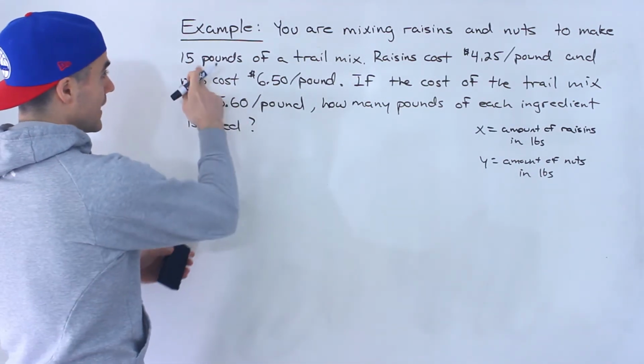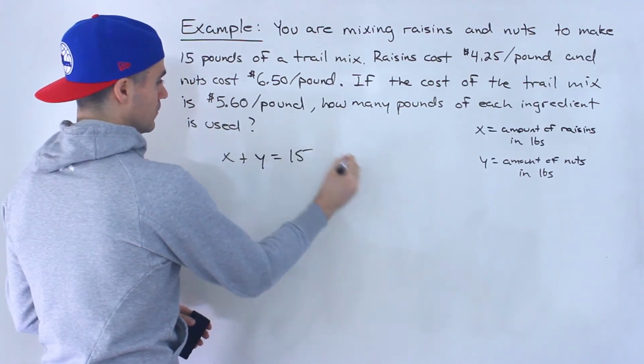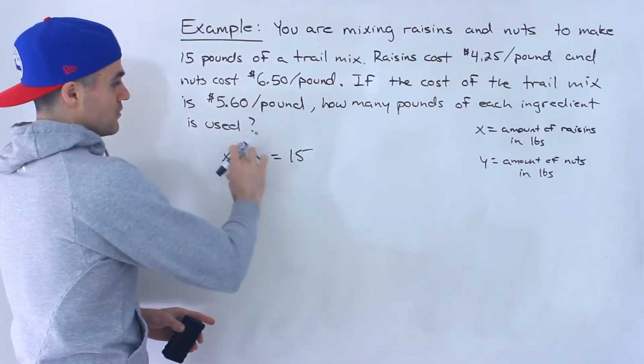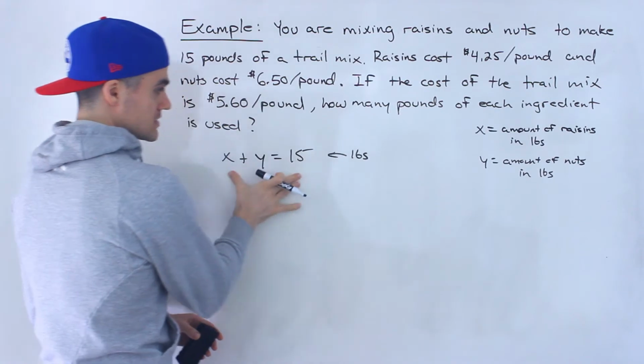So notice that the total has to be 15 pounds. So x plus y would be 15. So this equation is for the actual weight. So this is all in terms of pounds.